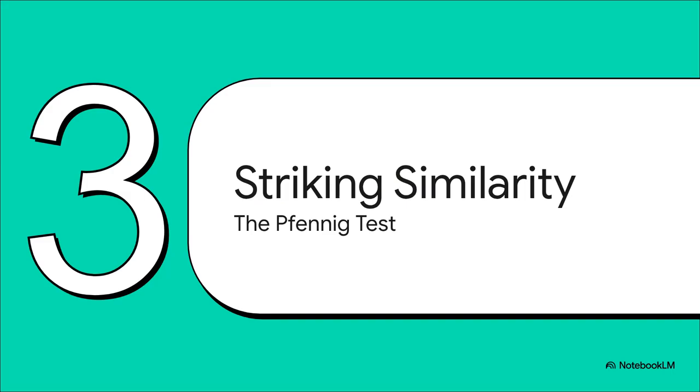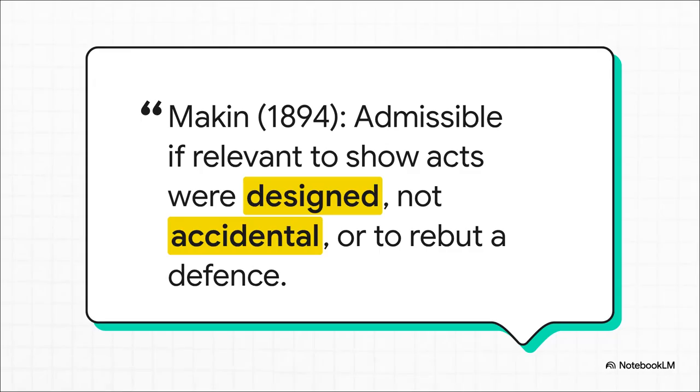This is the most complex, the most heavily examined, and the most argued over category of propensity evidence, what we call similar fact or striking similarity evidence. The modern law really all starts here with the famous 1894 case of Makin. The second part of that rule, the second limb as it's known, is what cracked the door open.